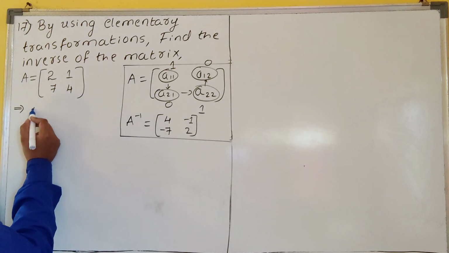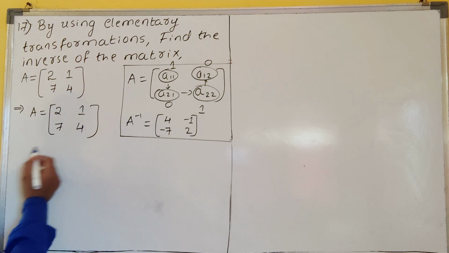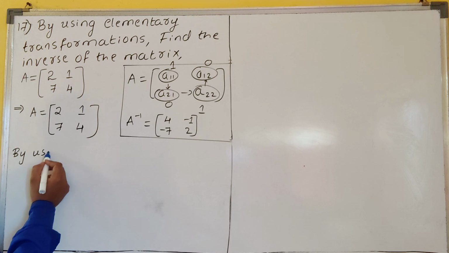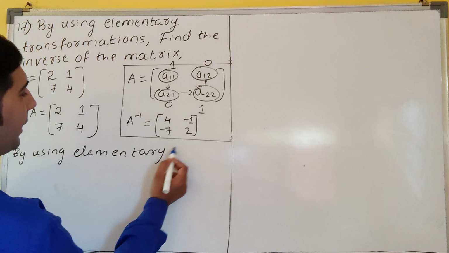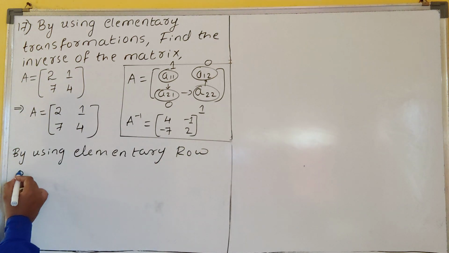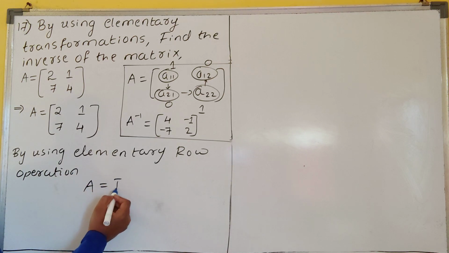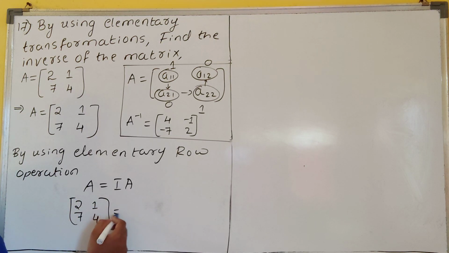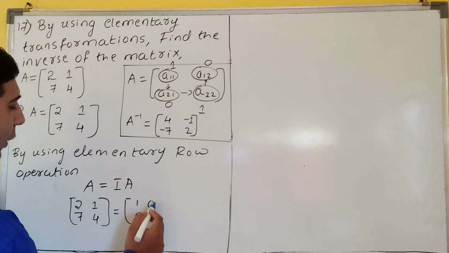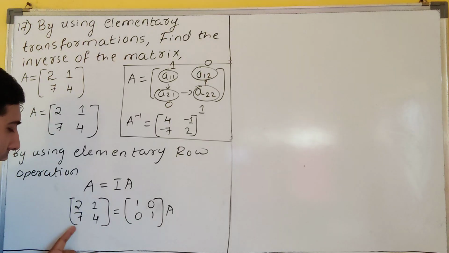Now see. A you write 2, 1, 7, 4. By using elementary row operation, A is equal to I into A you will write. You know that. A is what, dear students? 2, 1, 7, 4, equal to 1, 0, 0, 1 into A. Correct? So what operation we are going to apply, you can apply.